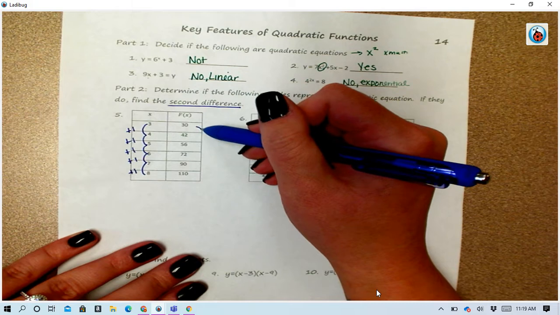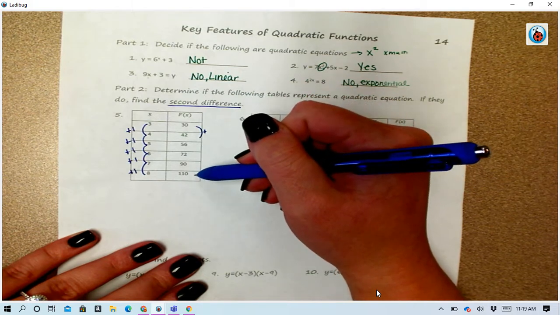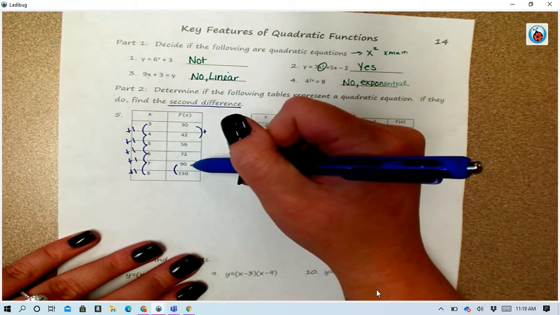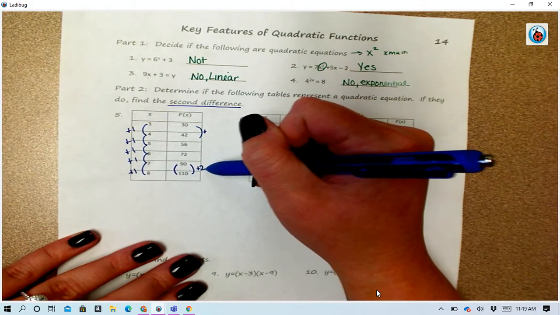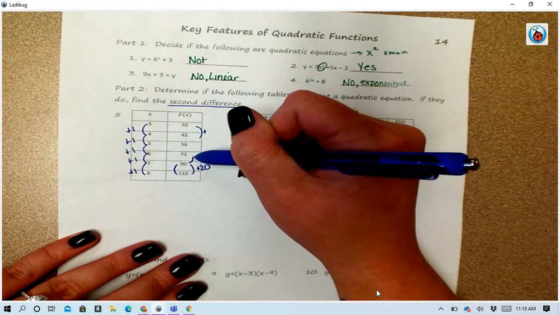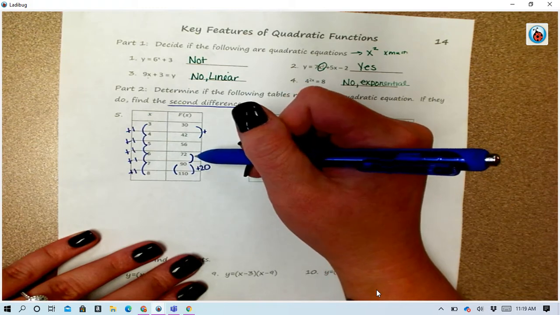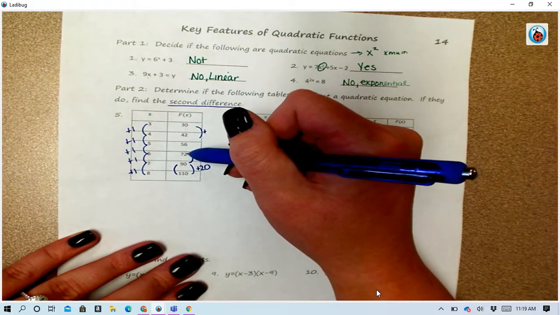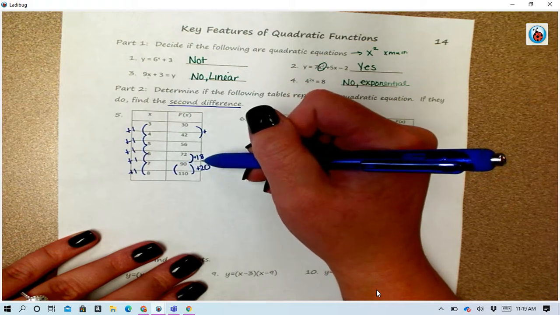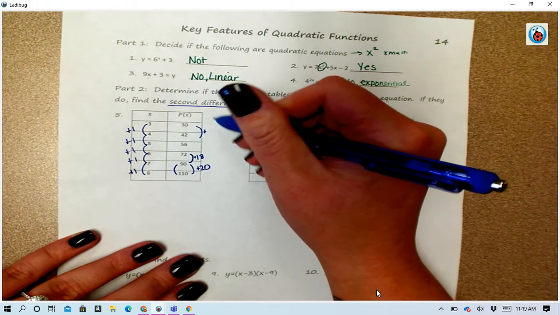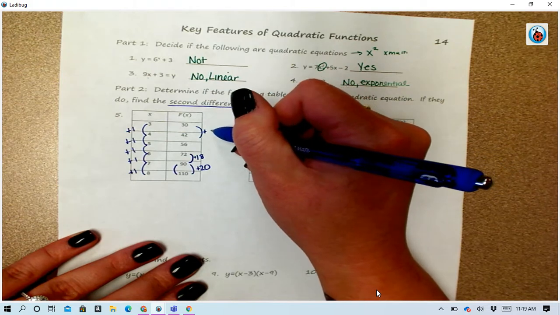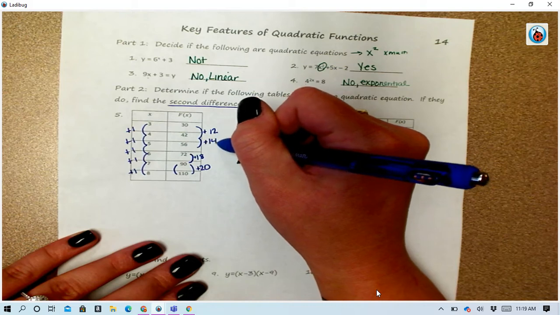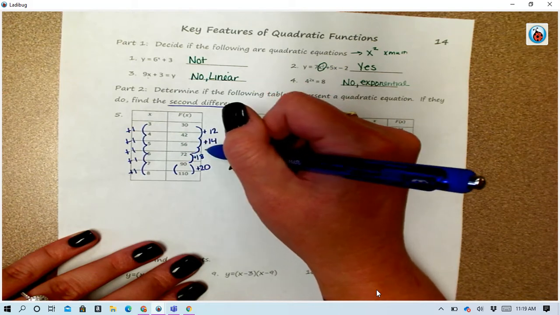Now, if you can't figure out what we're adding to move down, you can always subtract backwards. So like 110 minus 90, there's a difference of 20. 90 to 72, there's a difference of 18, but it would be positive because to go from 72 to 90, it's a plus 18. To go from 30 to 42, moving back up the table, is a 12. 42 to 56 is a 14. And then here, 56 to 72 is a 16.